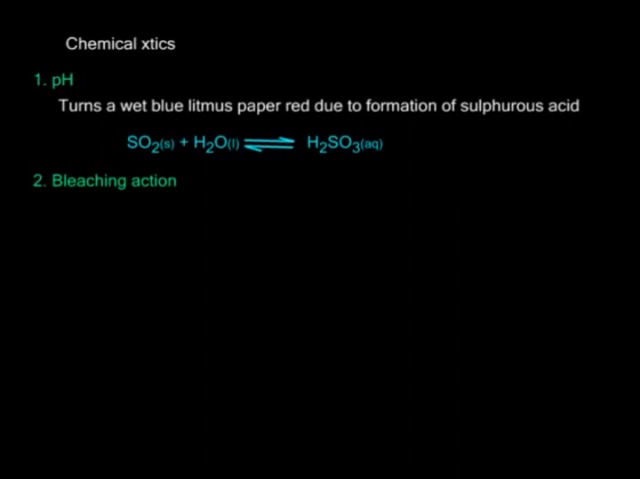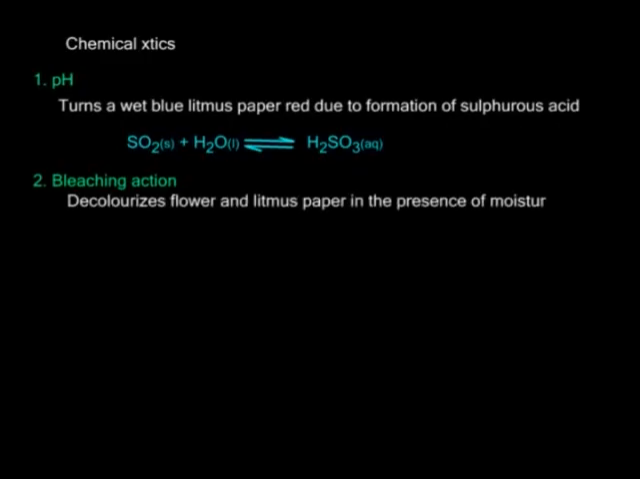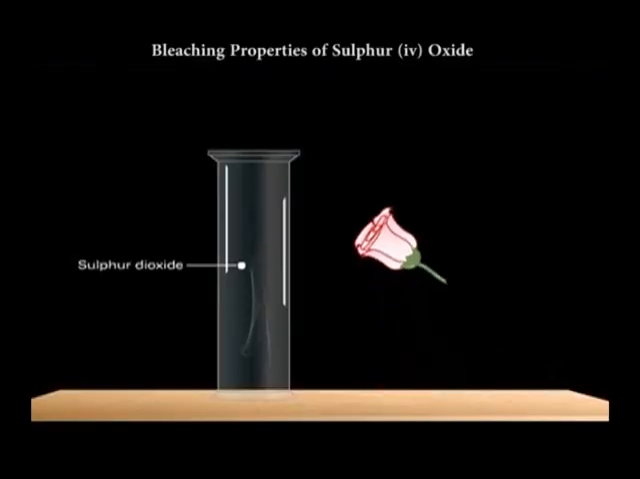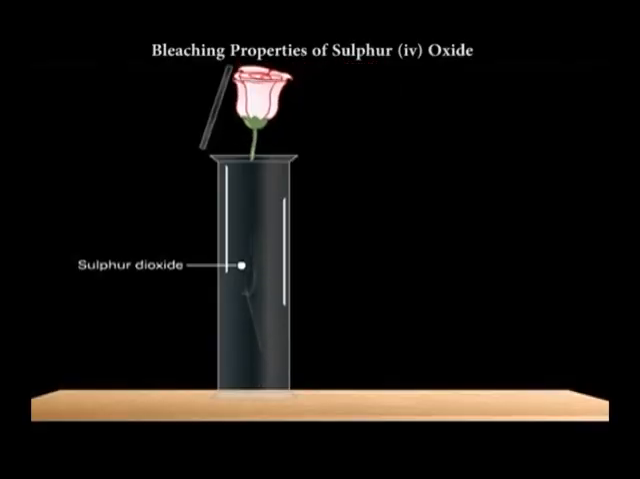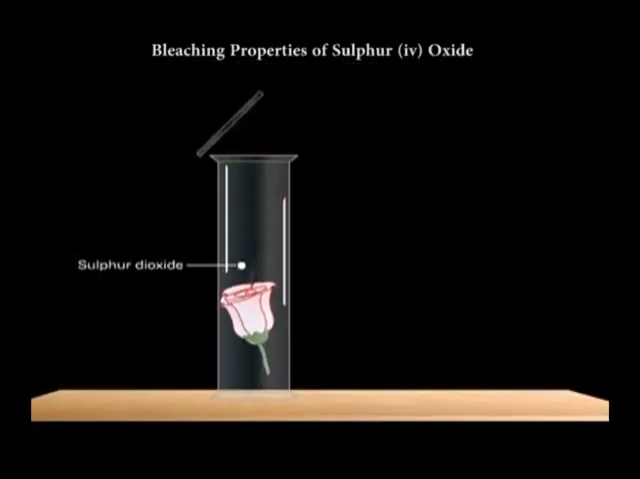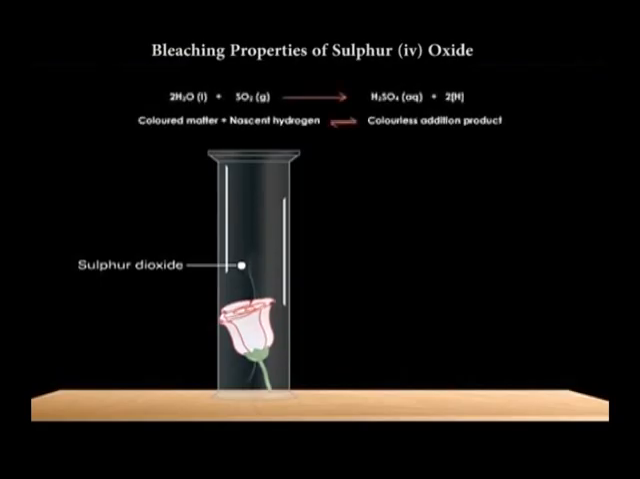Bleaching action of sulfur 4 oxide. Sulfur 4 oxide acts as a bleaching agent and bleaches flower coloring matter in the presence of moisture. You can observe here how a moist flower loses the color. The bleaching property of sulfur dioxide is due to its reducing action. The coloring pigment on exposure to sulfur dioxide gets reduced to a colorless compound.